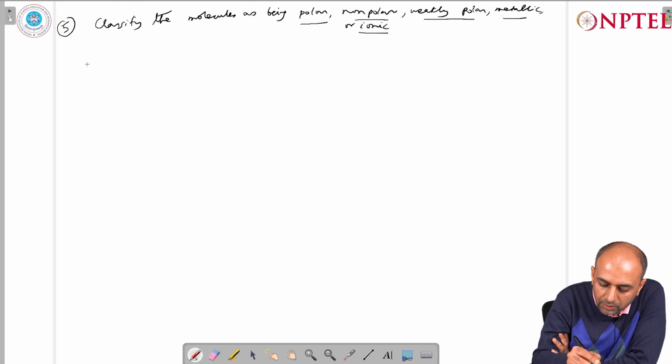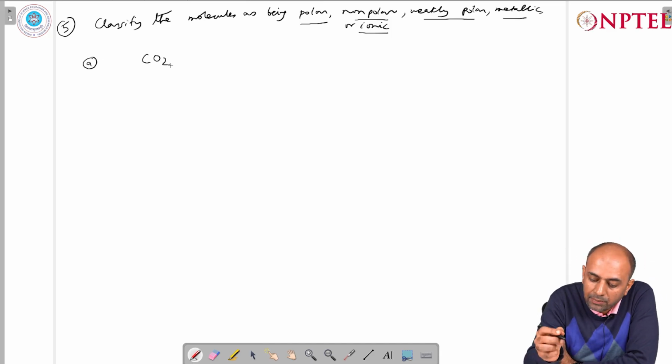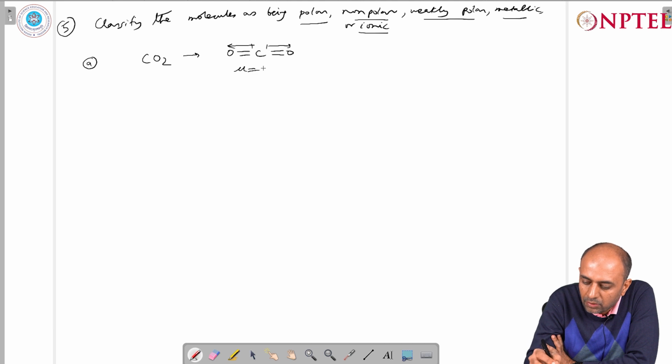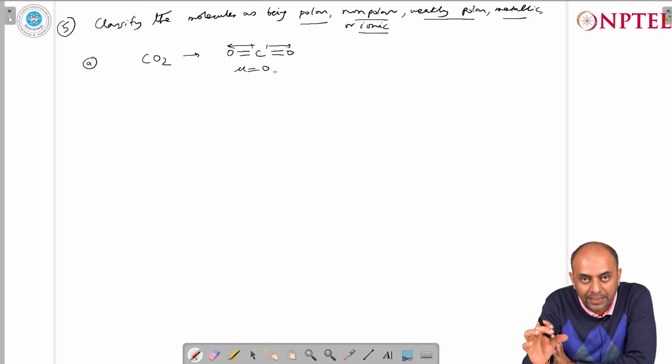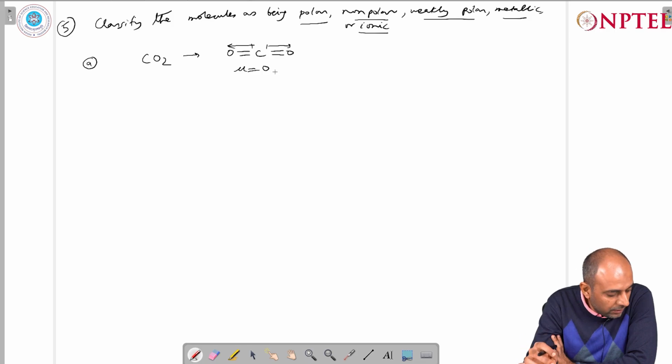So let us start with the first one, carbon dioxide. The molecule carbon dioxide has got a linear geometry where the dipole moments cancel each other. So the net dipole moment is equal to 0. We are assuming here the static nature of the molecule. So this linear arrangement gives rise to a dipole moment 0, and because the dipole moment is 0, the molecule is non-polar.